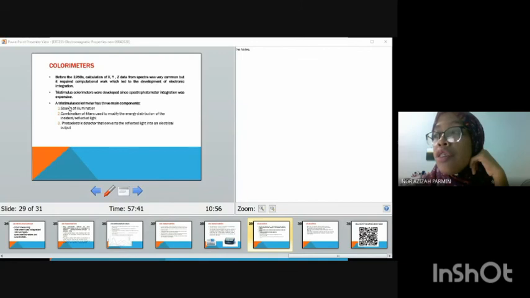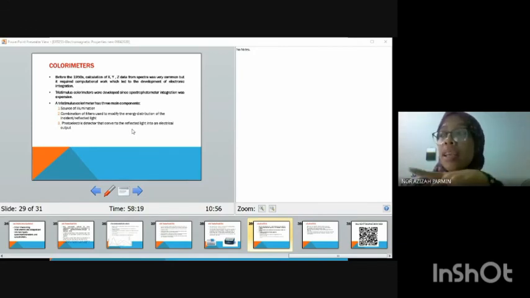Okay, a three-stimulus colorimeter has three main components. First is source of illumination. Second, combination of filters, because spectrophotometer pun ada filter tadi kan, three filters according to the red, blue and green color, used to modify the energy distribution of the incident, in this case reflected light. So the photoelectric detector ni yang untuk detect the signal changes, convert the reflected light tadi into electrical output.